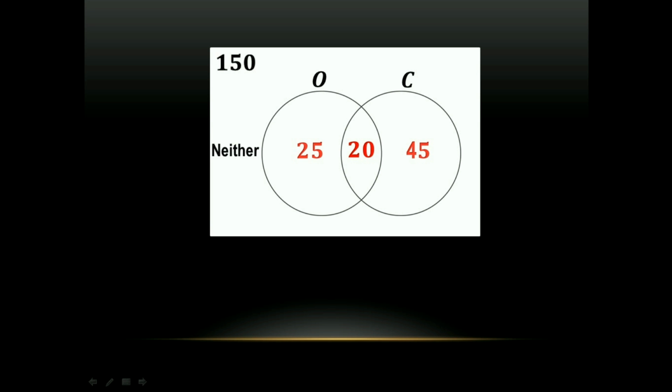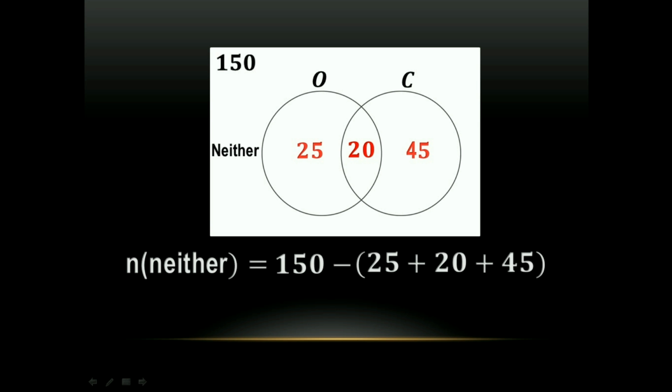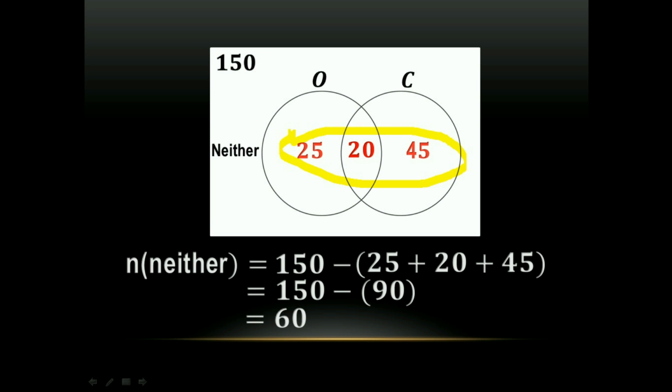The last thing to get is neither. So neither, they are not in orchestra, nor in concert band. Now we just have to get 150, the universal set, minus the total of elements inside the circles. The total number of elements inside the circles is just the sum of 25, 20, and 45. So 150 minus 90, we will get 60. Therefore, neither is 60.